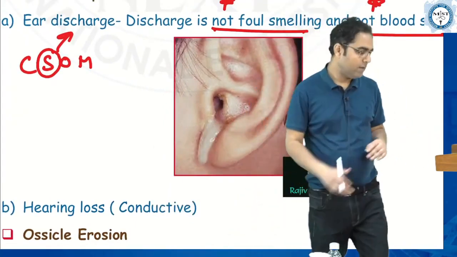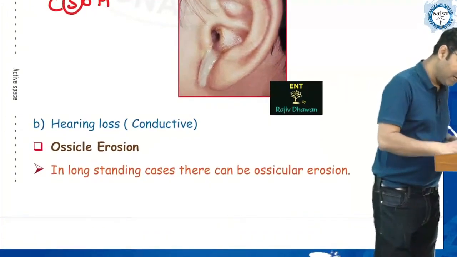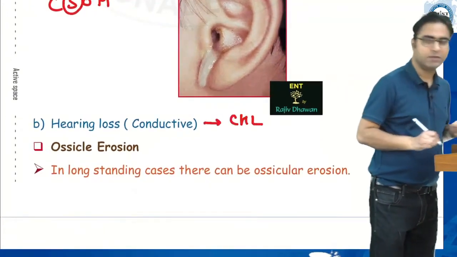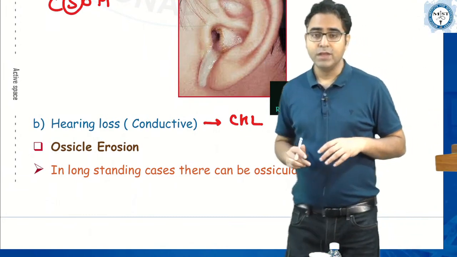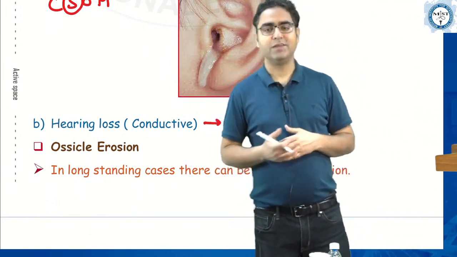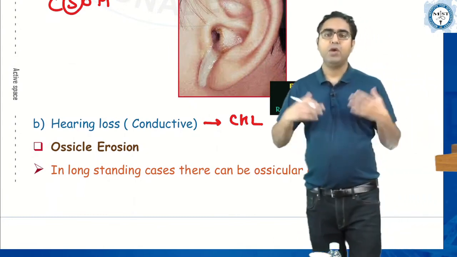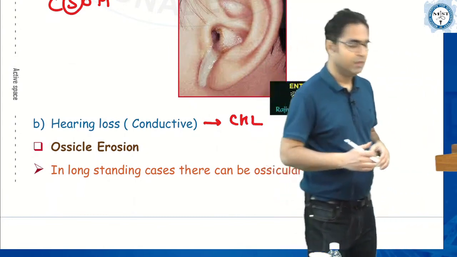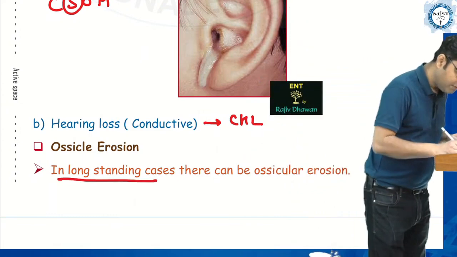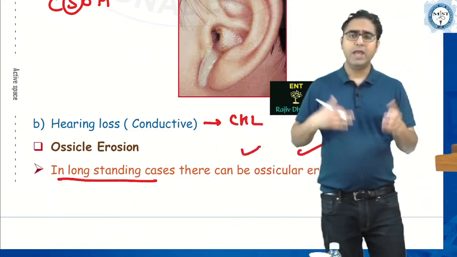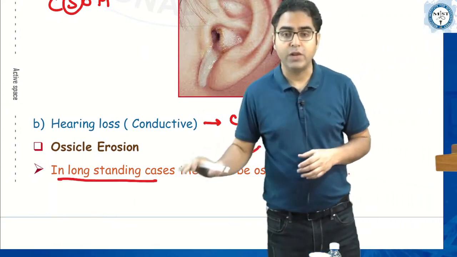Okay. Then conductive hearing loss. Yes, it's a middle ear problem, na? CHL, conductive hearing loss. Then ossicle erosion, beta. In long-standing cases, there can be ossicular erosion also. If the patient doesn't take any treatment, there can be ossicular erosion also.